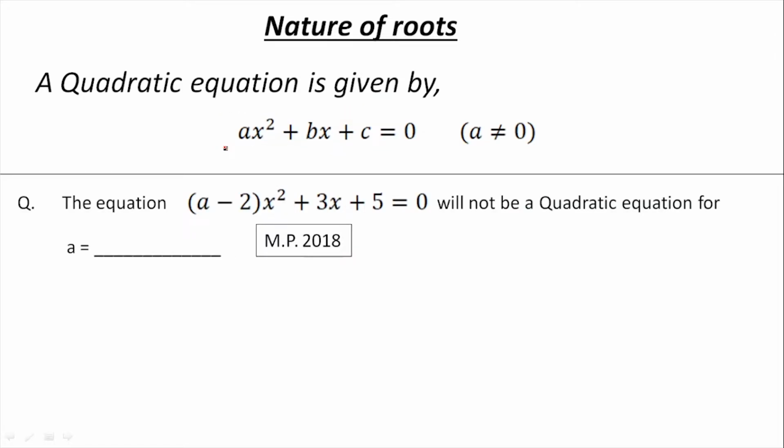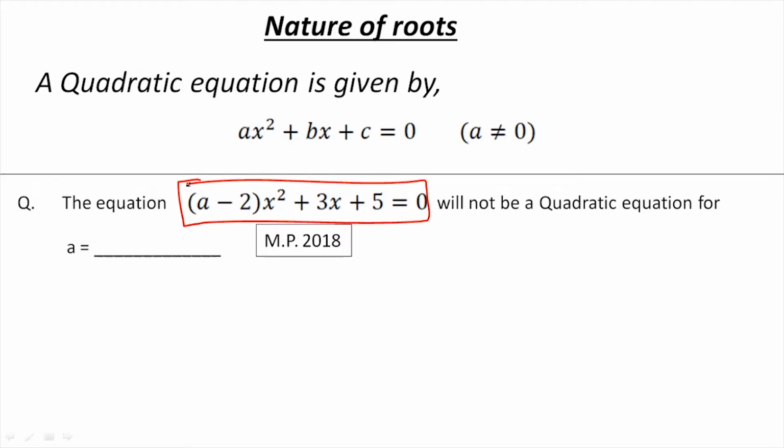Let's see a question. This came in Madhyamik Pariksha 2018. It says the equation a minus 2 x square plus 3x plus 5 equals 0 will not be a quadratic equation for which value of a? The given equation is a minus 2 x square plus 3x plus 5 equals 0. For which value of a will this equation not be a quadratic equation?